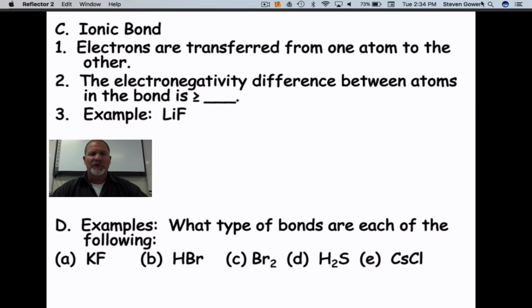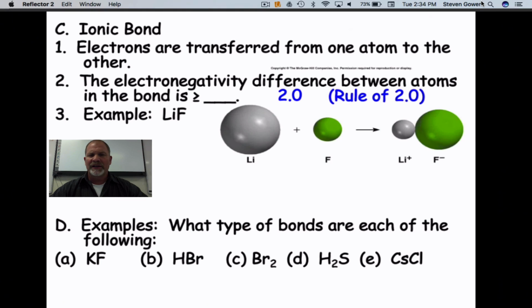We then move on to our third type, and now we finally make the change. We call it ionic, because the difference is finally greater than 2.0. We call it the 2.0 rule. In a situation like lithium fluoride, the difference is greater than 2.0. Therefore, we have the lithium cation and the fluoride anion, and they come together, but they're not overlapping, not sharing. They go up to each other and touch each other. It's our electrostatic force, the positive and negative attraction.